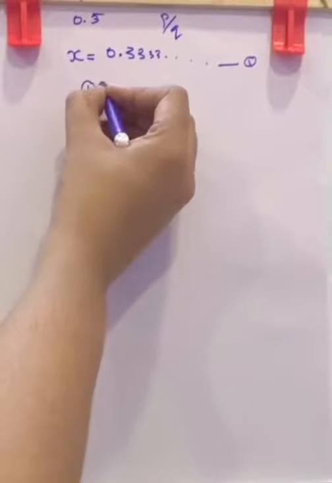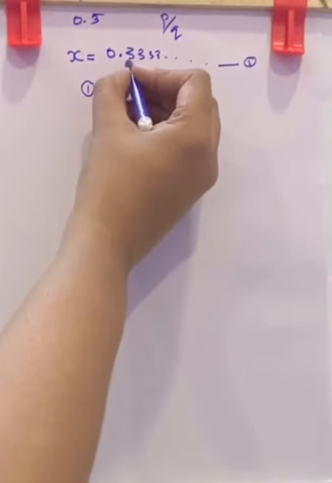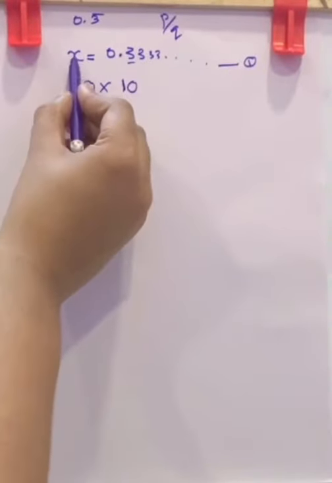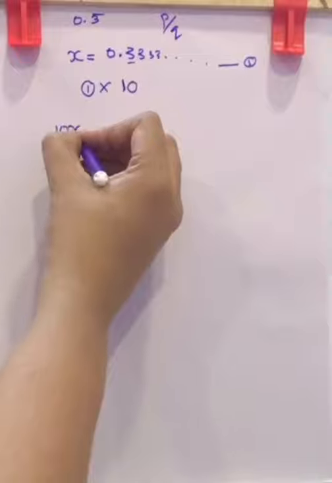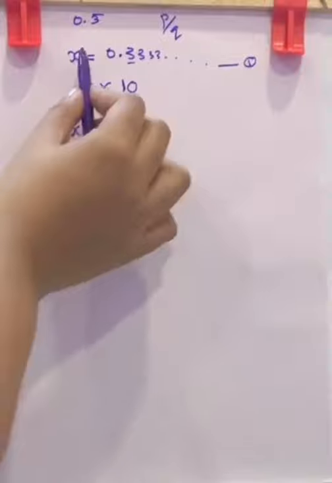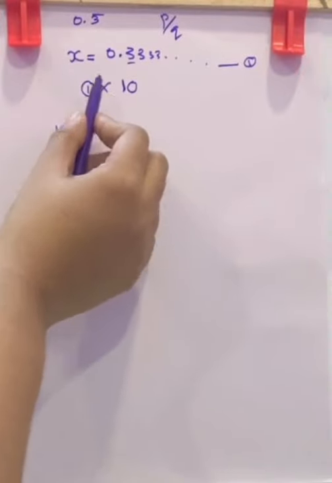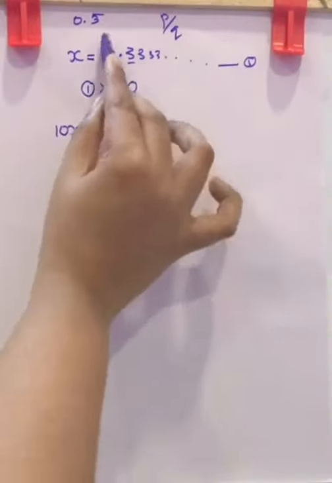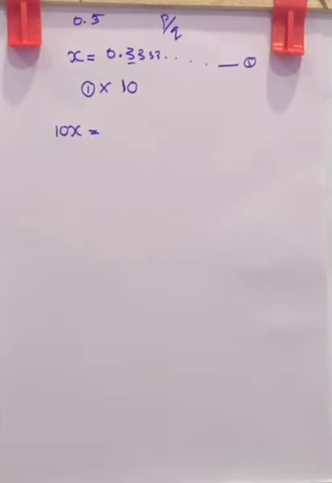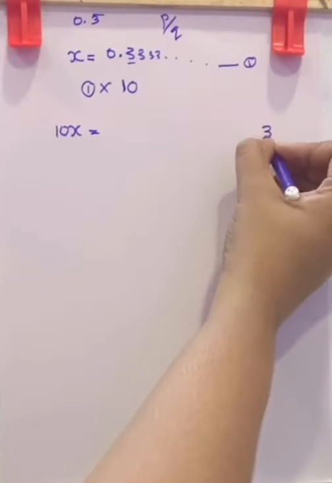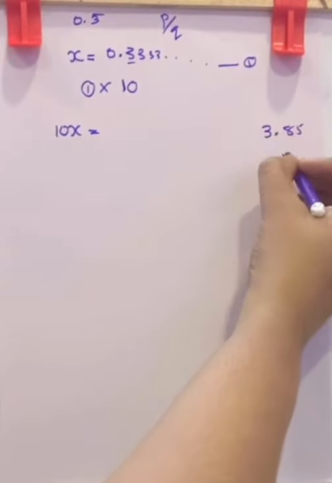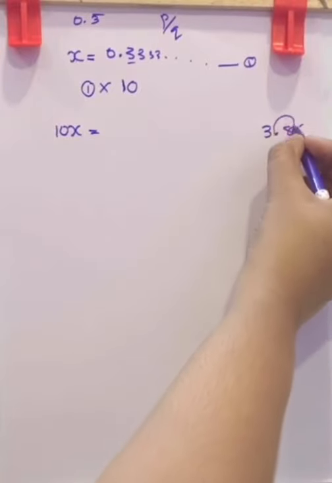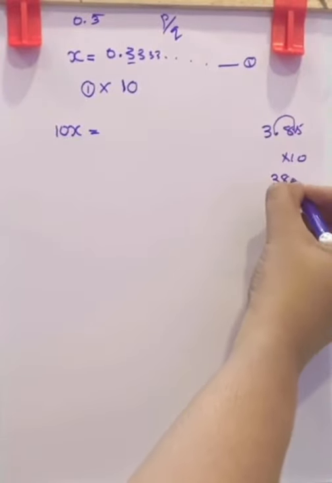Now equation 1 into 10, because only one number is repeating. Then this equation becomes 10 into x, 10x is equal to RHS into 10. This is the left hand side, that is LHS. When you multiply 10 into x, you get 10x. Now in RHS, 0.333 etc. into 10. What is the result? The point will jump to the side, that is 3.33.